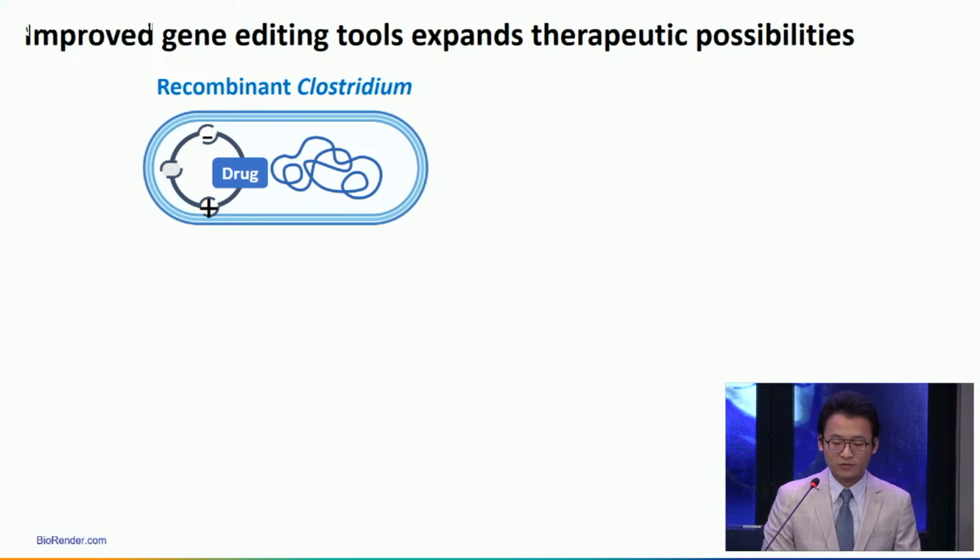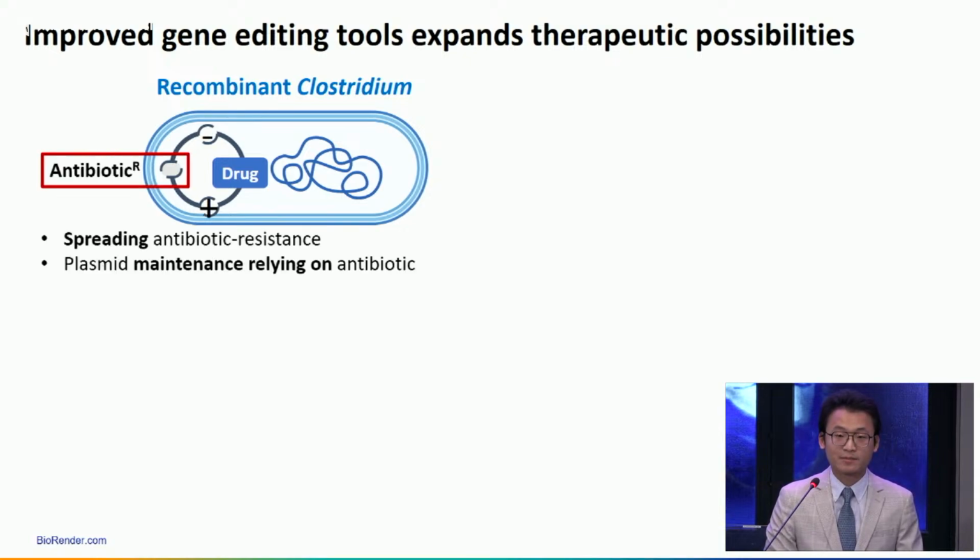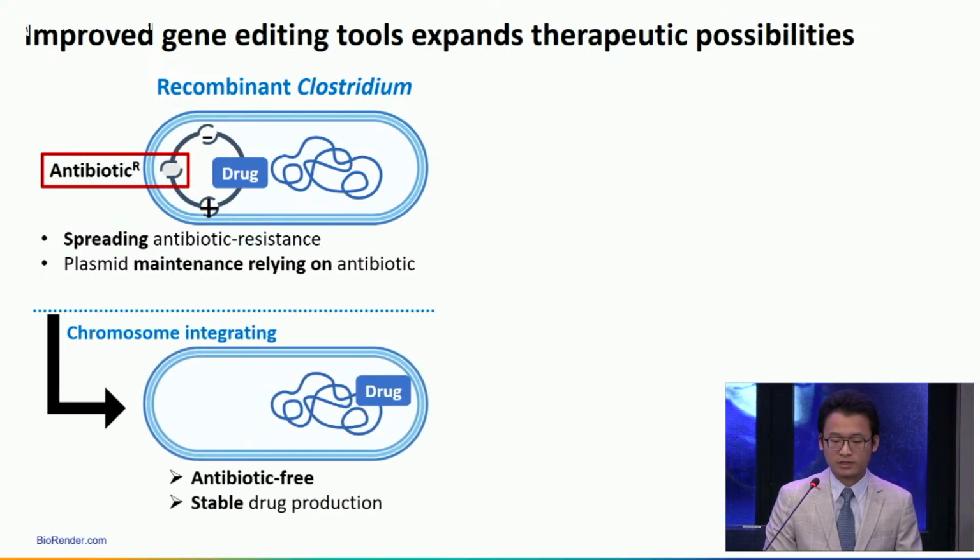Here, we can efficiently generate Clostridium with recombinant plasmid for drug production. However, using recombinant plasmid with antibiotic-resistant marker has a risk of spreading antibiotic resistance in the environment and the requirement of plasmid maintenance relying on antibiotics. Therefore, we investigated chromosome integrating for stable drug production free from antibiotics using the well-known CRISPR-Cas technique.